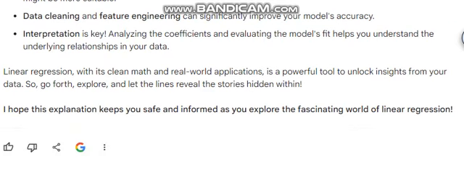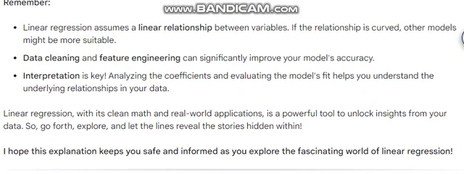Linear regression, with its clean math and real-world applications, is a powerful tool to unlock insights from your data. So, go forth, explore, and let the lines reveal the stories hidden within. I hope this explanation keeps you safe and informed as you explore the fascinating world of linear regression.